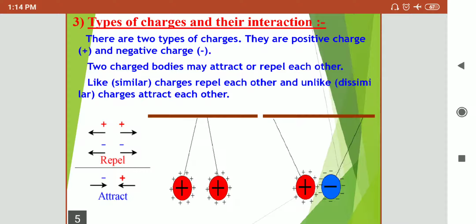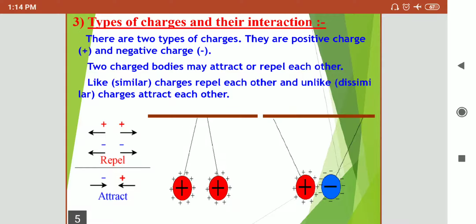Earlier in the last video, I discussed the concept of electric charge, how it takes place. Now today I will discuss the types of charges and their interaction. As you know, there are two types of charges, positive and negative. And children, you know that two charges either attract or repel each other. So what is the criteria for when they repel or when they attract?